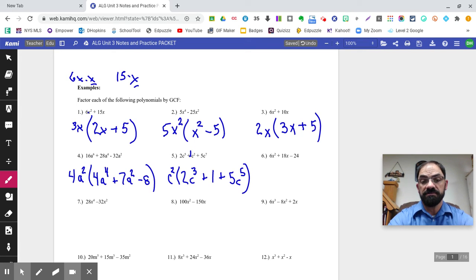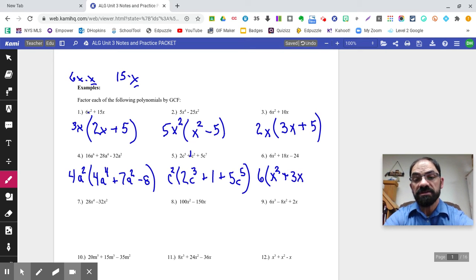Number 6. 6, 18, and negative 24. 6 goes into all of those. X squared, x, and the 24 doesn't have an x, so I can't take an x out of there. So what's left is x squared. 18 divided by 6 is 3. Still has its x. And 24 divided by 6 is 4.